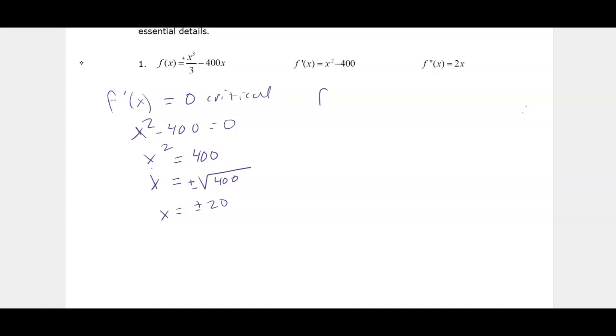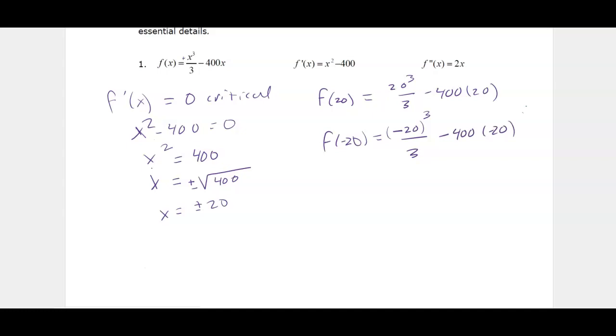So I want to find the function value at 20 and the function value at negative 20. And this will tell me something about what my y-axis window needs to be. So I do 20 cubed divided by 3 minus 400 times 20 here. And I do negative 20. I have to be careful. Negative 20 cubed divided by 3 minus 400 times negative 20.